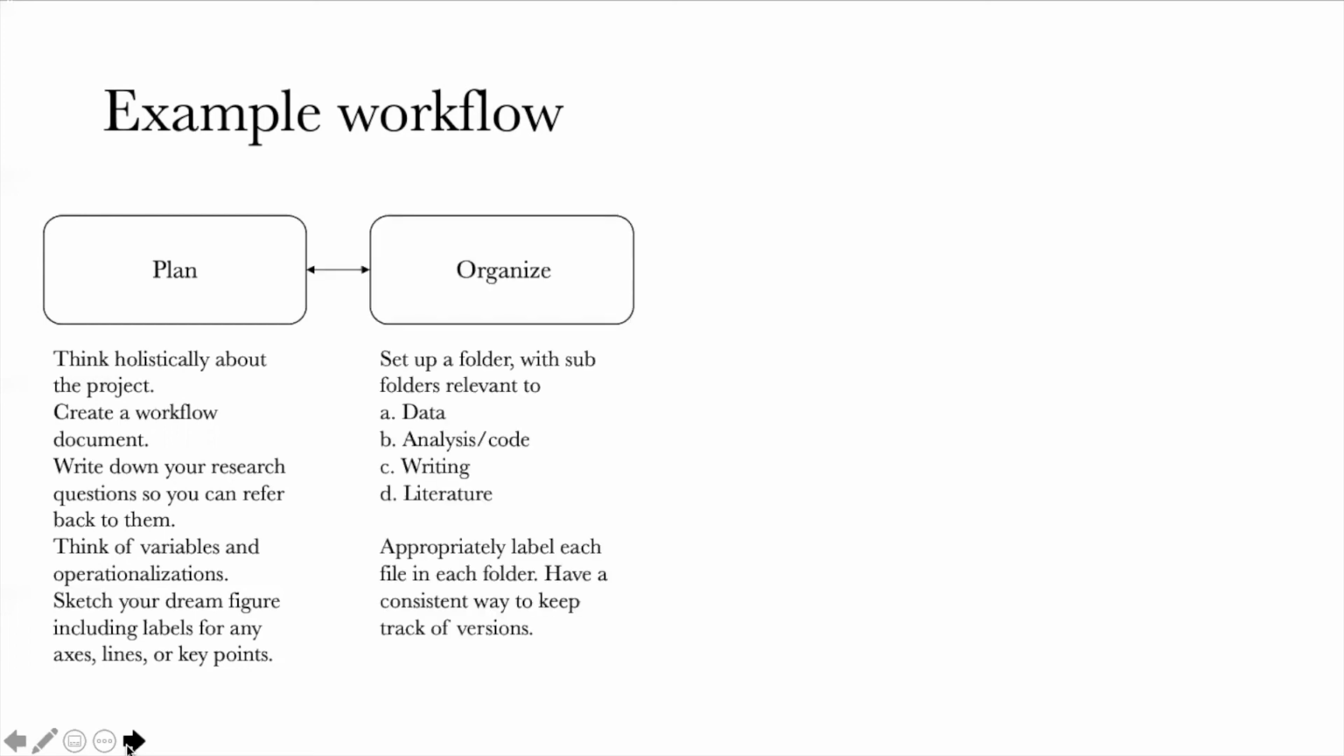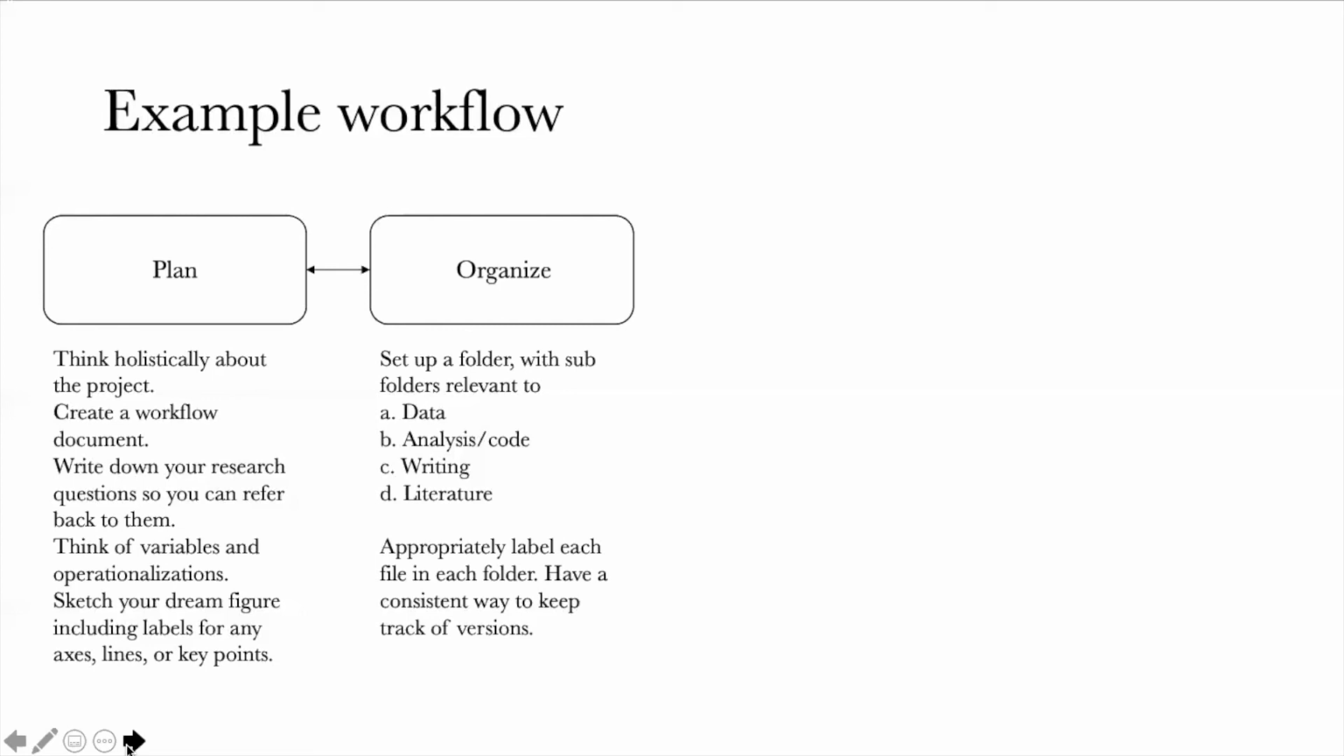Alongside planning, you want to make sure you're staying organized, right? So you might set up a folder for this project with subfolders that can contain the data, either raw or cleaned, folders that can contain your analysis and code documents, maybe a folder for writing and all the different drafts that you'll do as you're writing up the project, and finally, some way to keep track of the literature that you're referencing and citing. Here's where labeling becomes really important.